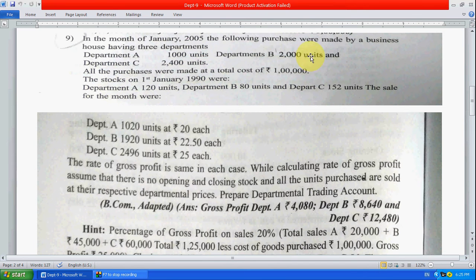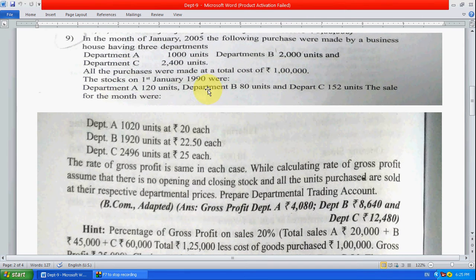So these are the purchases made by the company, department-wise. All the purchases were made at an overall total cost of 1 lakh. So we don't know the per unit price. First we have to calculate the per unit price.